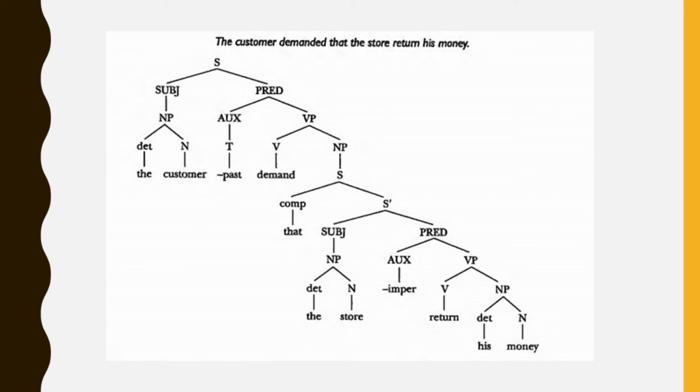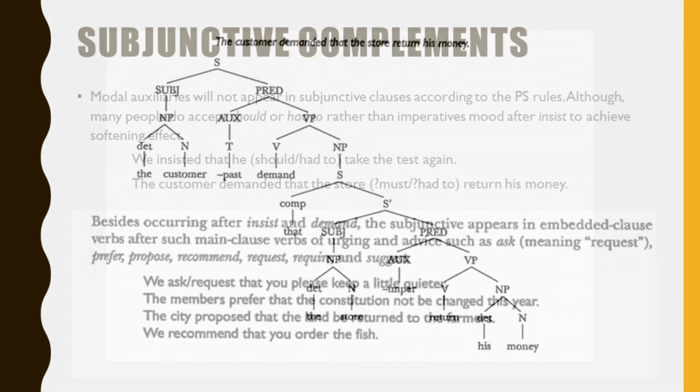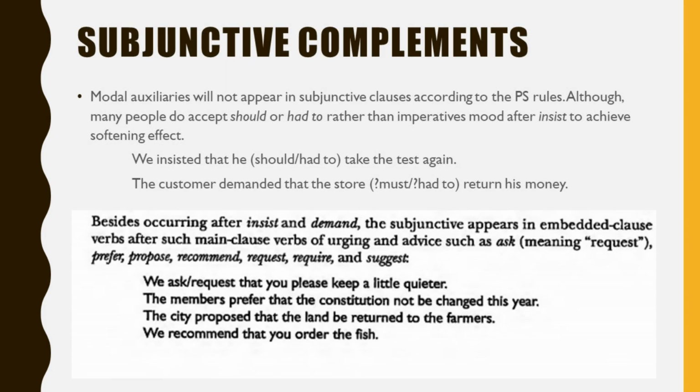The tree for a subjunctive sentence would then look like this. According to the PS rules, modal auxiliaries will not appear in subjunctive clauses. In general, this holds true in native speaker use, although many people do accept should or had to rather than imperative mood after the word insist, perhaps in an attempt to achieve a softening effect. For example, we insisted that he should or had to take the test again. The customer demanded that the store must or had to return his money.